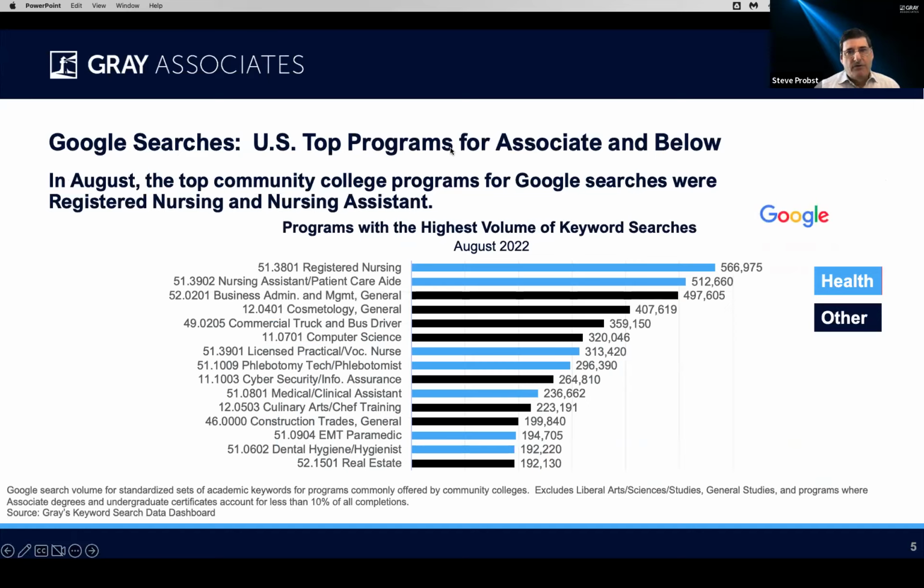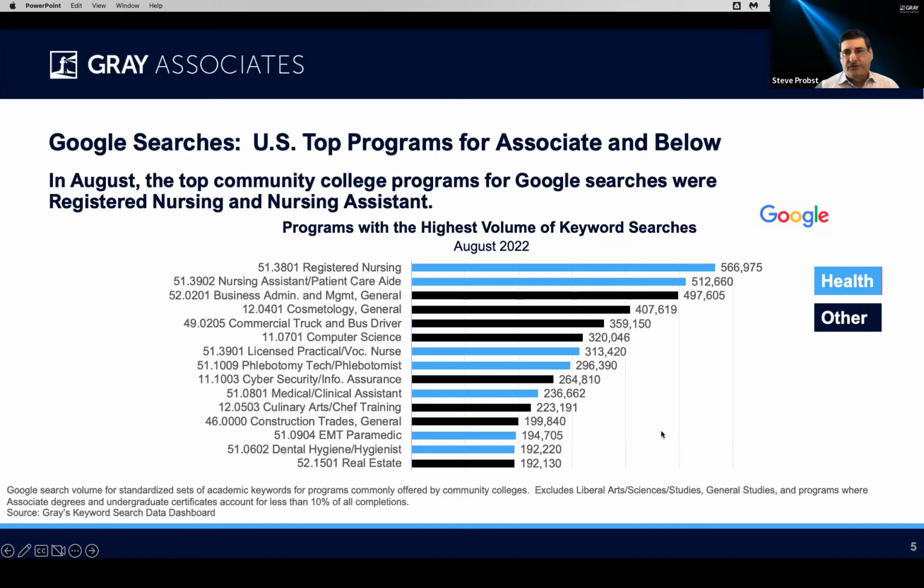If you look at the programs that are most relevant for community colleges, what we've done here is take all academic programs and filter out the programs where fewer than 15% of the completions are associate degrees or undergrad certificates. And by the way, this would be dominated by the big transfer programs, liberal arts and sciences and general studies, things like that, so those are not shown at the top here. When you get to the more focused programs at the top, you've got registered nursing, which is a huge associate degree program, then nursing assistant, business, cosmetology, truck driving, and so on down the line.